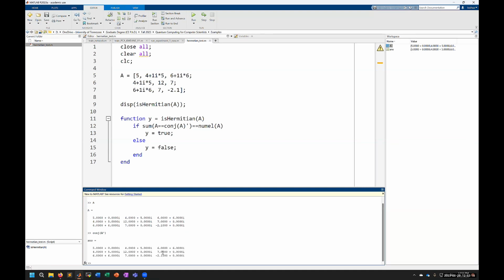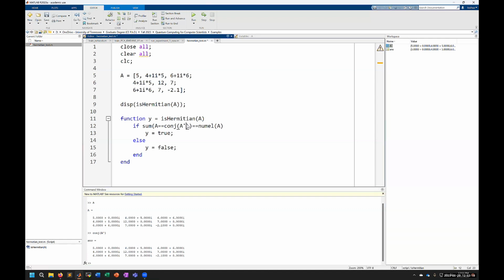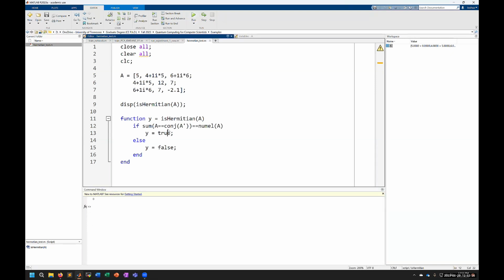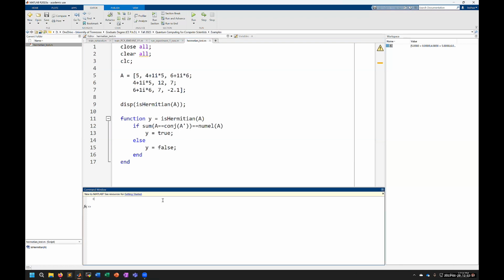I see. So MATLAB is a native programming language. Yes. Okay, nice. All right. So if I take the conjugate of the transpose, then I get the transpose without it taking the complex conjugate. A, and then the conjugate of.